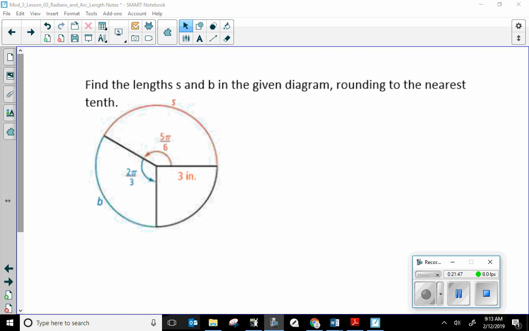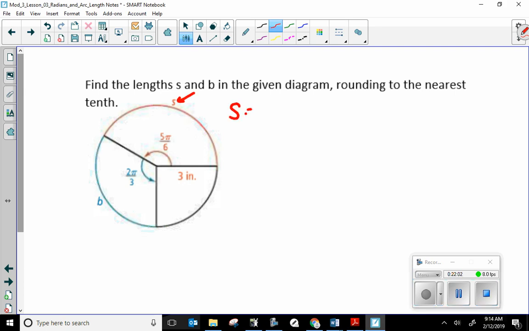Find the lengths of S and B in the given diagram, rounding to the nearest tenth. If we're rounding, that means we've got to multiply our pi into our equation. So let's start out with S. That's going to equal my angle times my radius. The radius is 3 inches, and the angle is 5 pi over 6. I'm sorry, did I say over 3? Times 3. That's the same thing as saying 3 over 1. If I want to do this algebraically, 3 goes into 6 twice, and I end up with 5 pi over 2. And that's in inches.